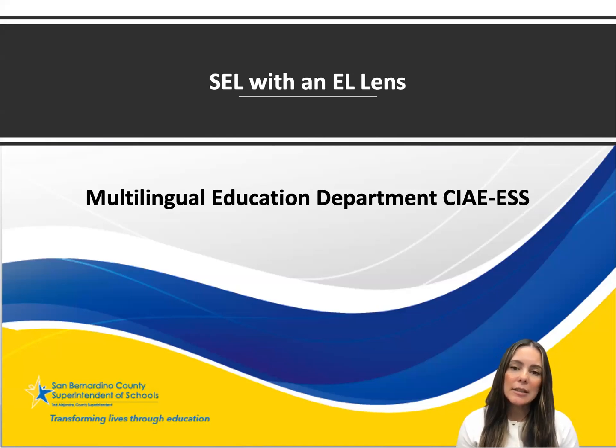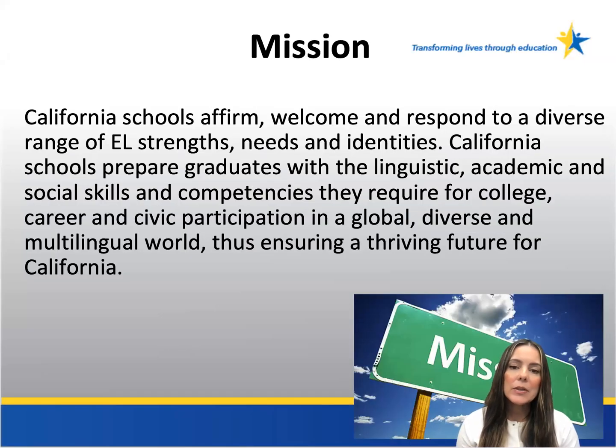Today, we're going to be focusing on social and emotional learning with an English learner lens. Here you see California's mission for our English learners. California schools affirm, welcome, and respond to a diverse range of EL strengths, needs, and identities. So really focusing on affirming and creating a space to welcome and to respond to our students, focusing on their strengths, also understanding their needs, but really having that space where we see them and we also put a focus on their identities and who they are.